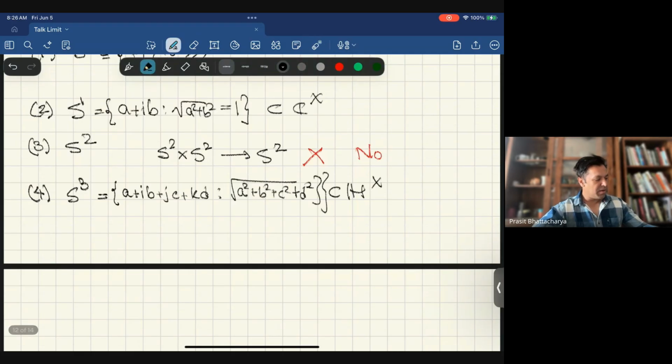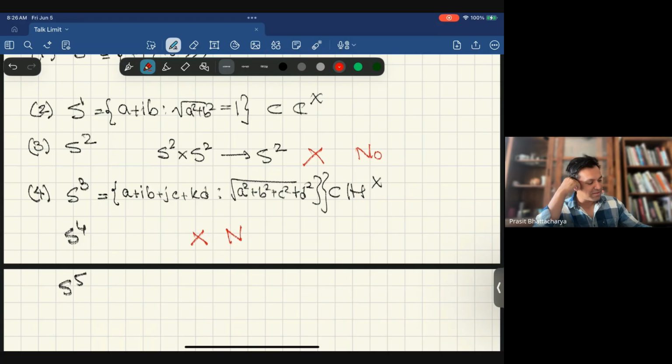Okay, so how about S^4, S^5? Let's go there. So, what do you think about S^4? Okay, somehow people are really getting into the pattern. People think no, huh? That's great. Actually, that's true. That's no. And again, this is a proof that you're going to learn in some algebraic topology course at ISI if you take one. How about S^5?